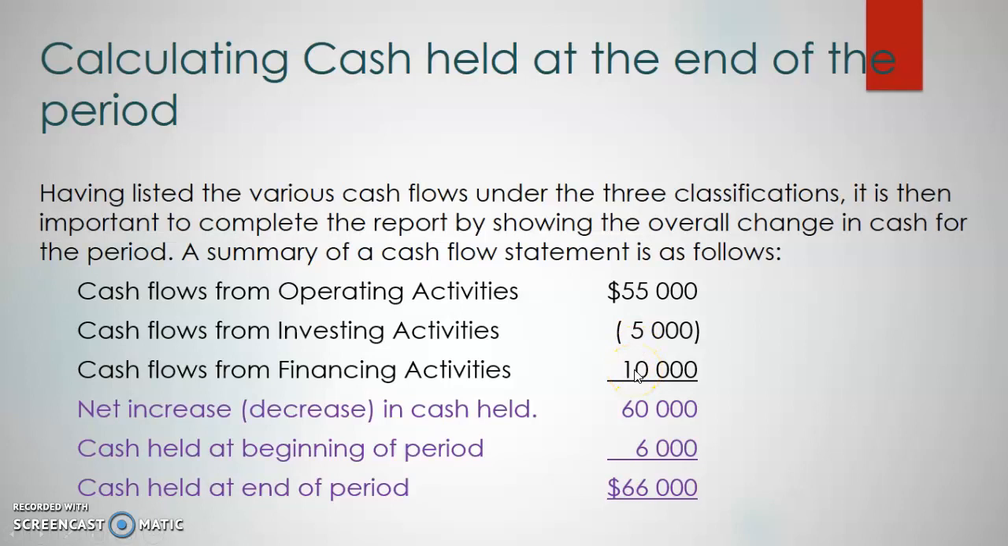it's $60,000. Now you will be given cash at the beginning of the period, so you're going to add that cash in your business as well. Cash held at the beginning of period, $6,000. So cash at the end of the period is going to be $66,000. These are the things you need to remember. It's not that hard to do, but you need to be mindful of what activity goes under what heading, which classification.